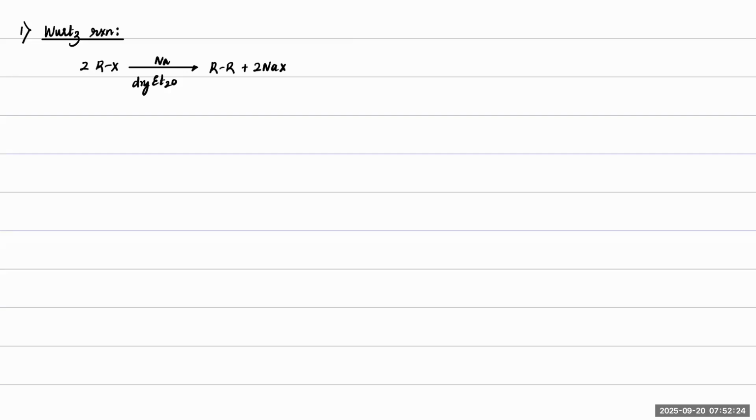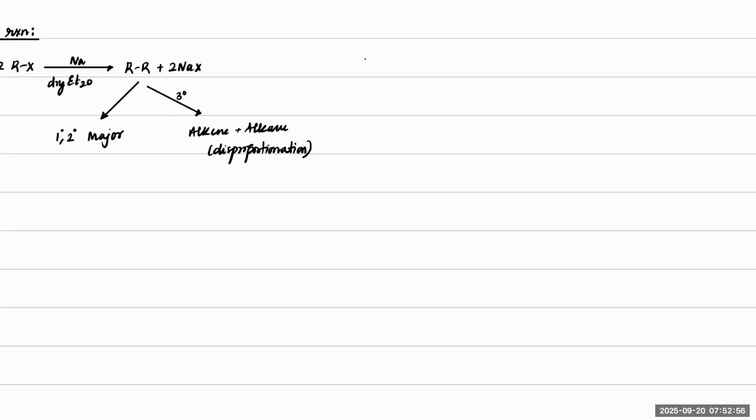But what you need to know is that as far as 1 degree and 2 degree are concerned, you will get the coupled product as major. Otherwise, if it is 3 degree, you will not get it as major. For 3 degree, you will get one being alkene, the other being alkane. And this is called disproportionation.